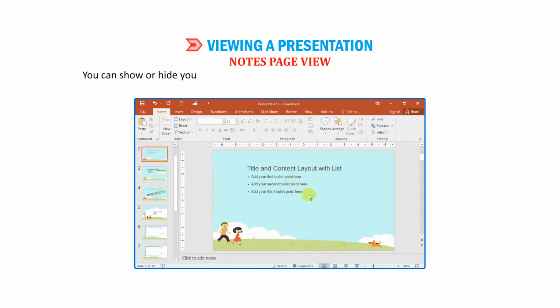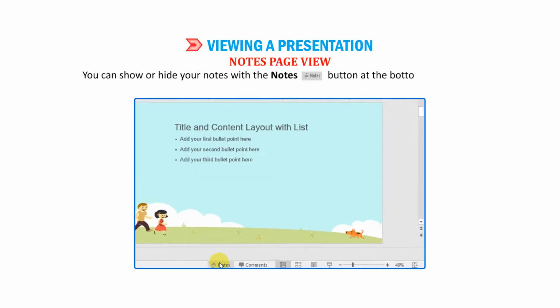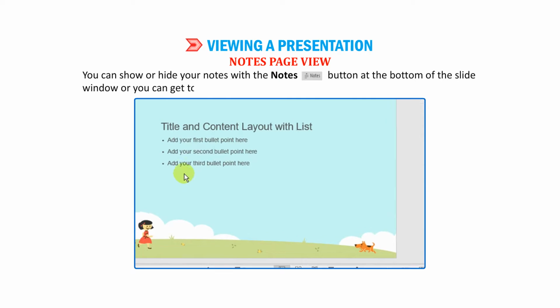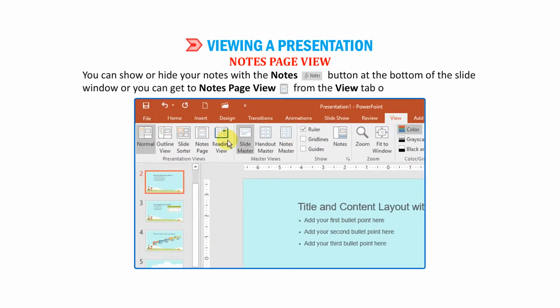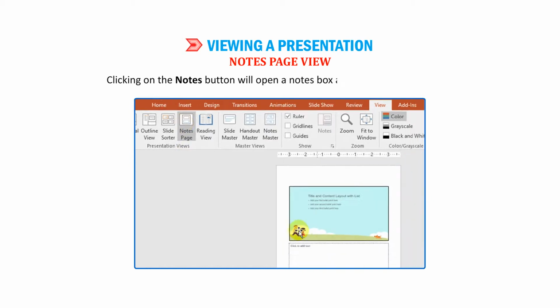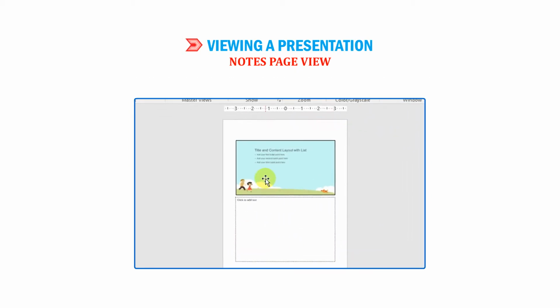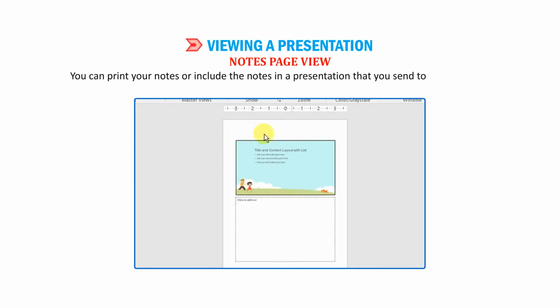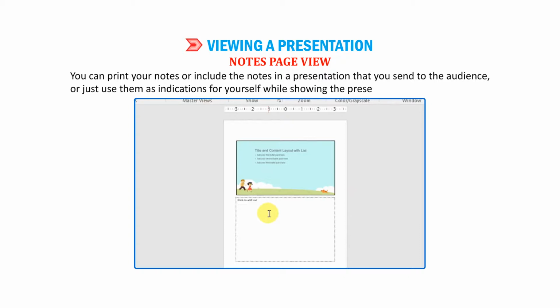Let's learn about Notes page view. You can show or hide your notes with the Notes button at the bottom of the slide window, or you can get to Notes page view from the View tab on the ribbon. Clicking on the Notes button will open a notes box at the bottom of the slide. You can print your notes or include the notes in a presentation that you send to the audience, or just use them as indications for yourself while showing the presentation.